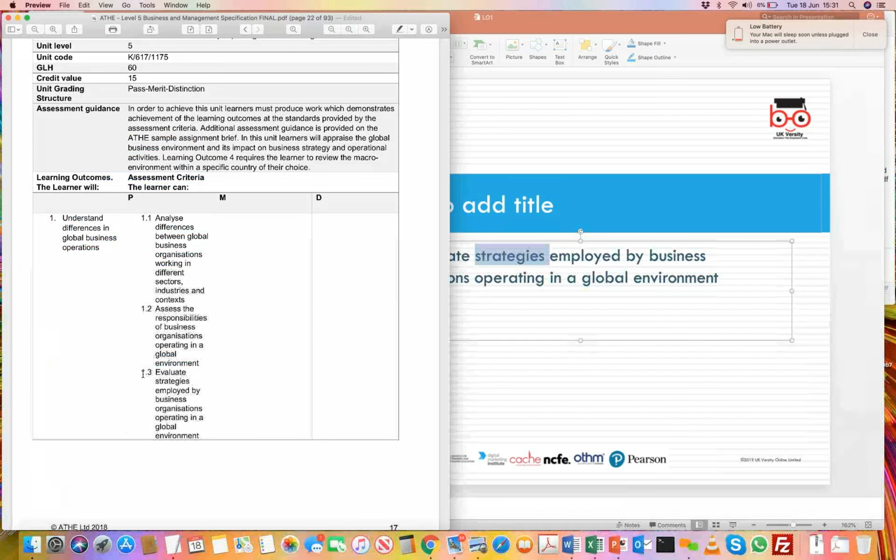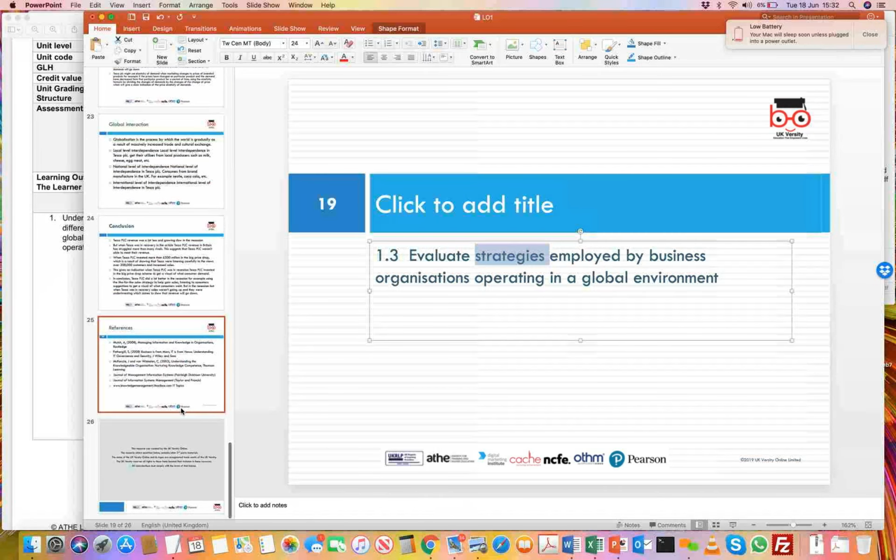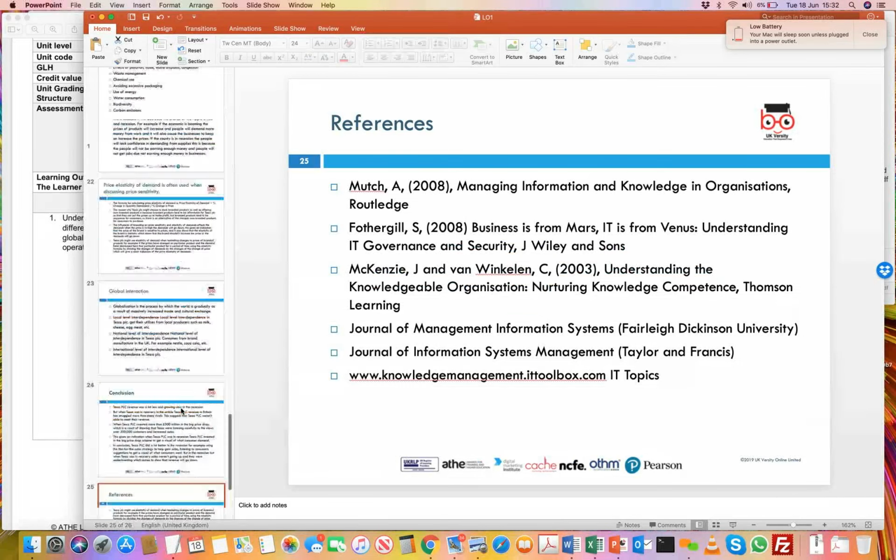So what we've covered is 1.3, which talks about how businesses employ different strategies to sell their products in global markets. With this, we will end today's session.